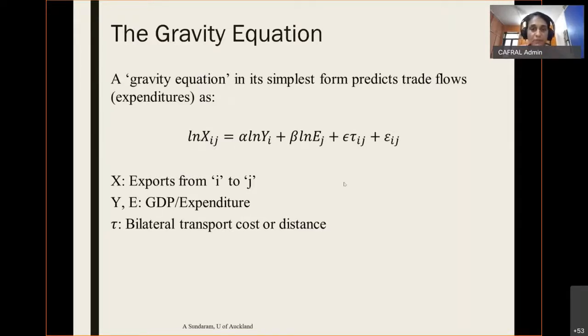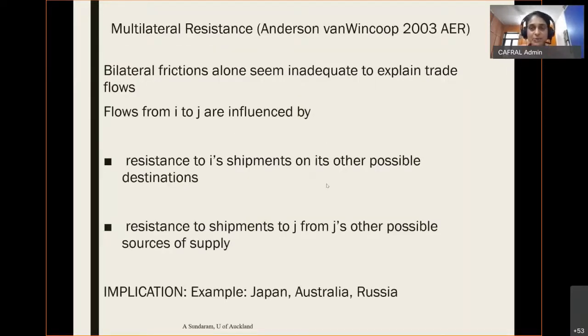But that would not be right, because once you account for multilateral resistance, you have to account for the fact that Australia has very high multilateral resistance relative to Japan because it is more remote than Japan. So this augmented gravity model would predict that trade flows between Russia and Australia would be very different compared to trade flows between Russia and Japan. The intuitive reason is that it is very hard for Australians to source their products from elsewhere because it's so remote, whereas Japan can source its products from a variety of countries because it is more connected. So the trade between Russia and Japan will be very different from trade between Russia and Australia, given that the multilateral resistance of Australia and Japan are different.